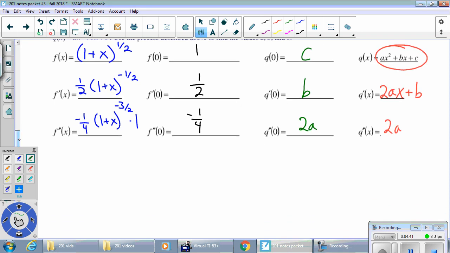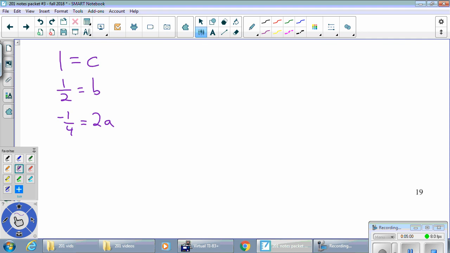So let's write our 3 equations right down here. 1 is supposed to equal c, and 1/2 is supposed to equal b, and a negative 1/4 is supposed to equal 2a. And again, typically you would have algebra to do to solve these equations, but the first two are trivial. They're already solved for a single letter. So all we need to do is solve this one for a. So we divide both sides by 2. And we get a is -1/8.